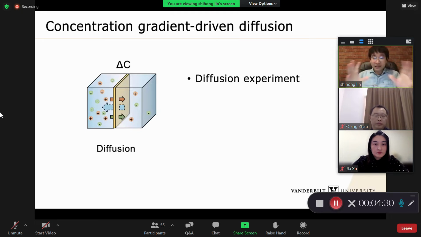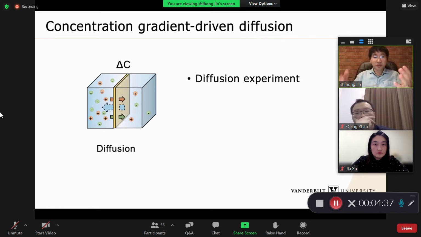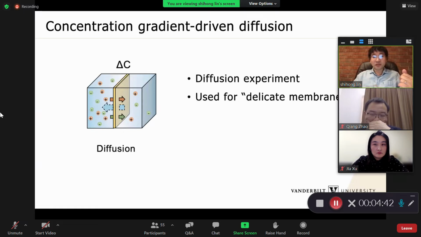The second class of measurement you can do is concentration gradient-driven diffusion, or just diffusion in short. These are diffusion experiments using a diffusion cell. Although it has been used for many membranes, including conventional polyamide membranes, I think the original intention was for delicate membranes that cannot sustain any hydraulic pressure.